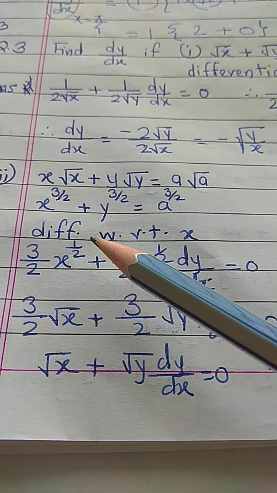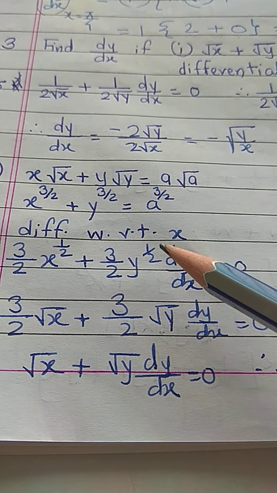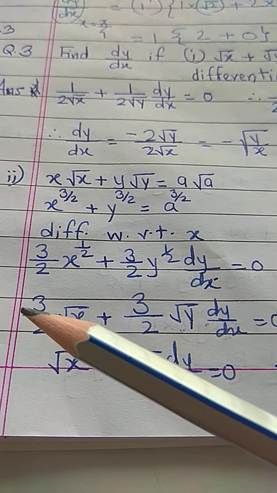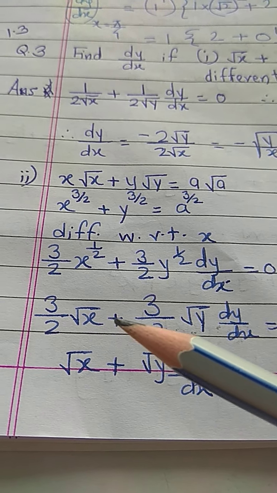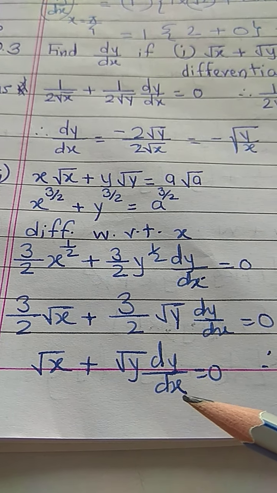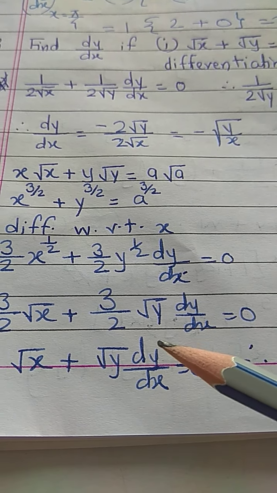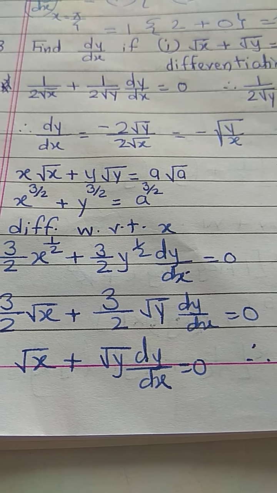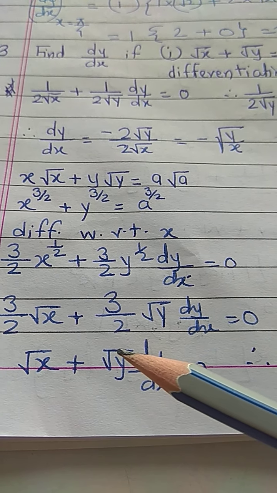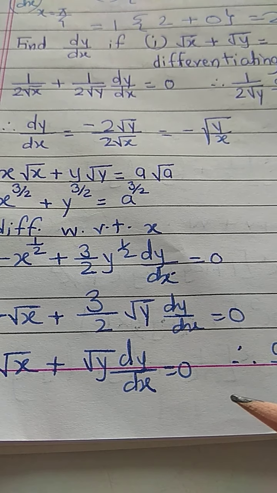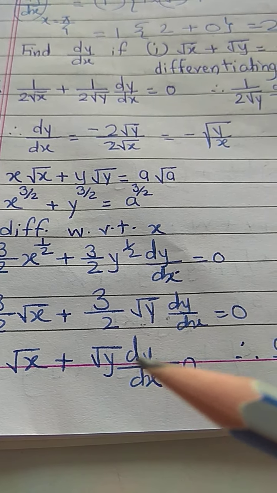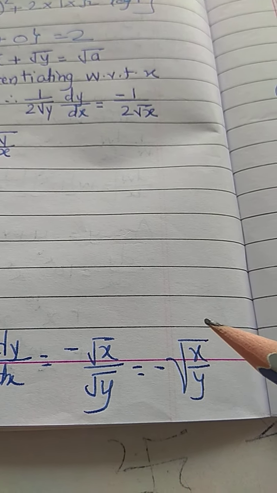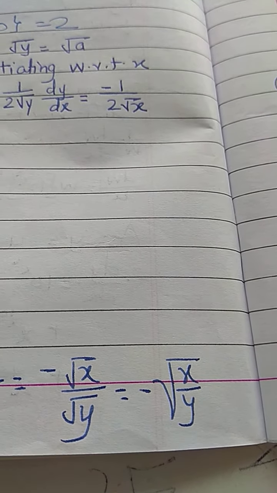Now x raised to half means root of x, y raised to half means root of y. Now multiplying both the sides with 2 by 3, we have root x plus root y dy by dx equal to 0. So dy by dx will become, this plus root x will go to that side and become minus root x, and into root y will go to that side and become upon root y. So it will be minus of root x upon root y, that is minus of root of x upon y.